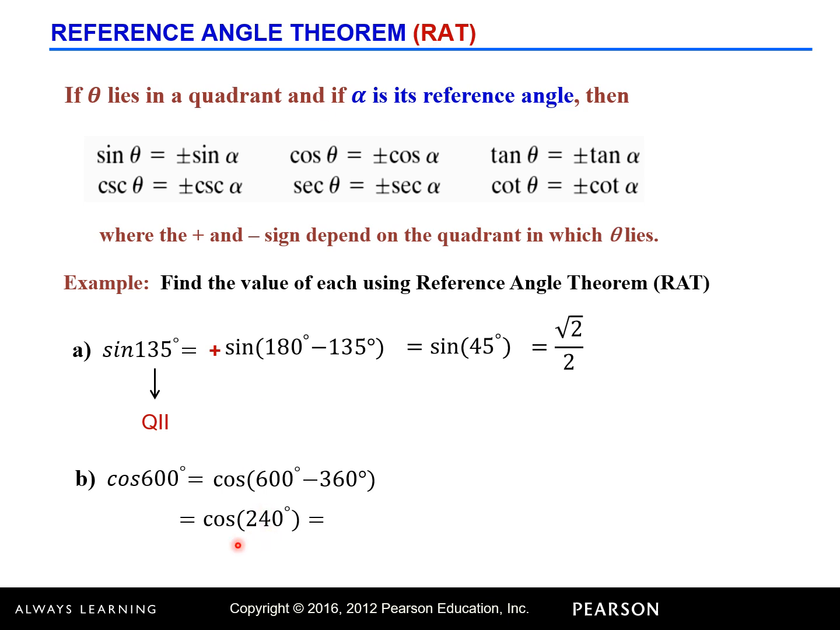So in finding this using RAT, we have to locate where this 240 is. Since 240 is more than 180 but less than 270, this lies in quadrant 3. And the sign of cosine in quadrant 3 is negative, so we have to choose negative, not positive. So negative cosine of the reference angle of 240, which is 240 minus 180, equal to cosine 60. So cosine 240 degrees is equal to negative cosine 60, which is negative half.